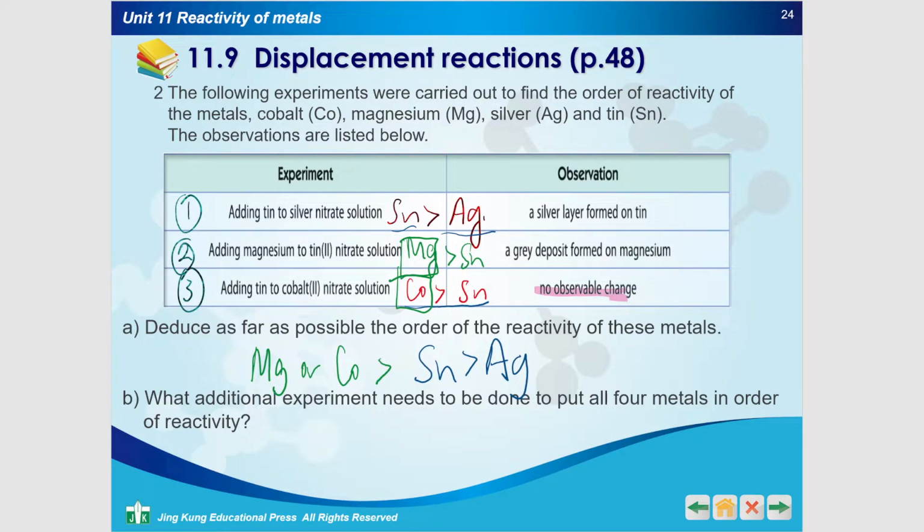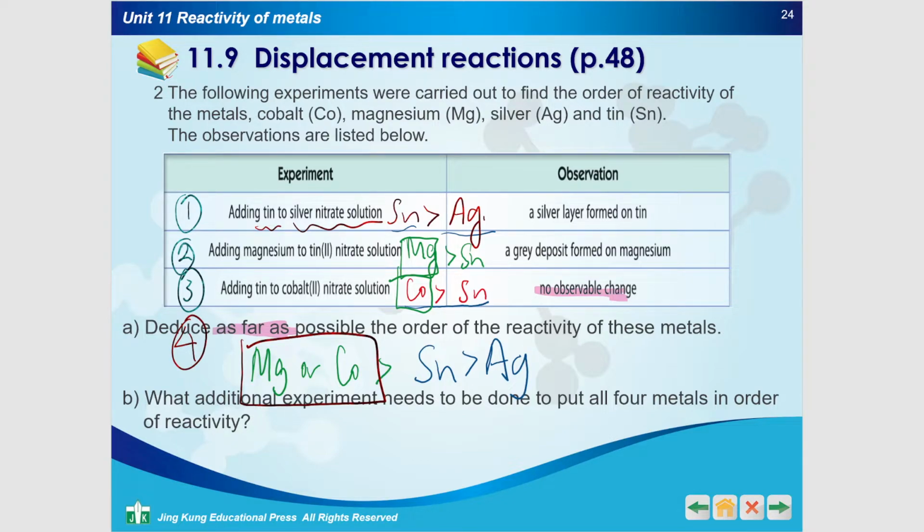And from here, you can get the hint. It's saying as far as possible, right? As much as possible. So this is a hint. And that's exactly where they're asking question B. What additional experiment do you need to do in order to know the order for the four metals? So that's very simple. You need to do an experiment for magnesium and cobalt. How can you do that? Basically, just follow the pattern that you see here. Just write a number 4 and follow that pattern.